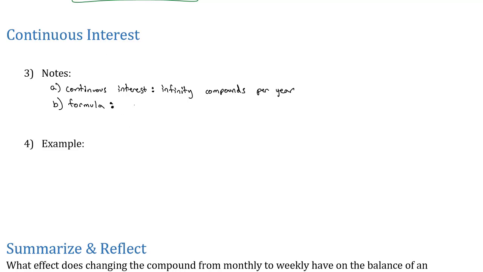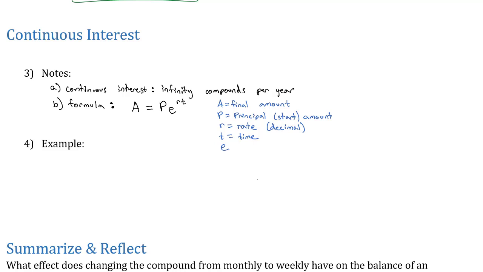And it can be shown that the formula for infinity simplifies to A equals P E to the RT power. That's going to be our formula whenever we see continuous interest. A is still the final amount that we've seen before. P is still the principal amount, or the starting amount. R is still the interest rate as a decimal. And T is still time.